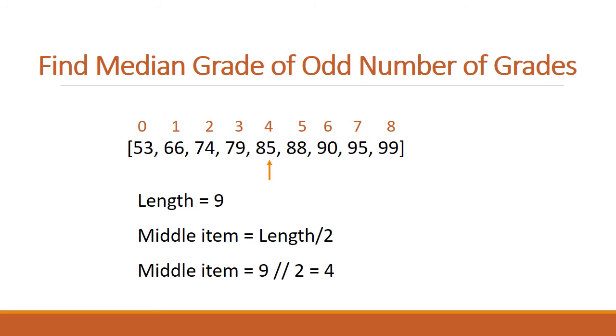Sorting our grade list will help us determine the median grade, which is the position of the middle grade in our list. In this example, we have 9 grades, so the length of our list is 9. To determine the median grade, we want to find the index of that grade. To find the index of that grade, we take the length and we divide it by 2 using integer division. So we find the quotient, which represents the index of the median grade. And in this example, the index is 4, so our median grade is 85.